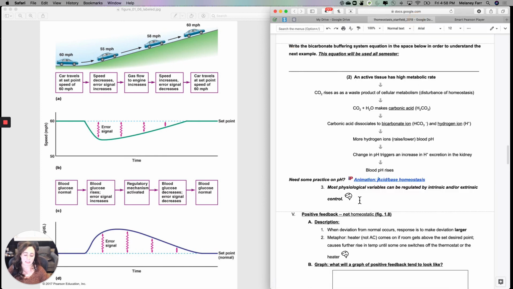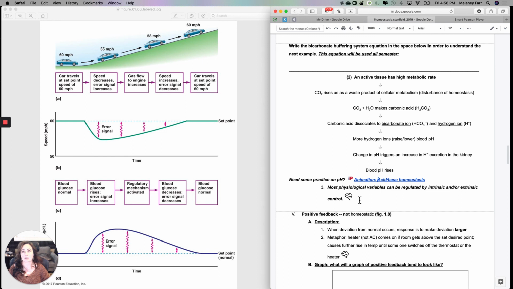Okay, and then last thing for this video is just, so what do tissues do? Do they try to maintain homeostasis with intrinsic regulation or extrinsic regulation? And the answer is yes, both. So most physiological variables, whether it's body temperature or blood glucose or pH or whatever, have intrinsic and extrinsic regulatory mechanisms. And what do you imagine? Which one do you imagine would be faster and potentially cheaper to try first? So what do you think?